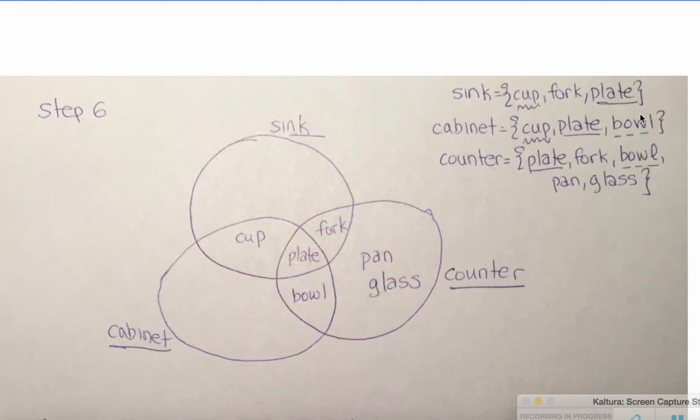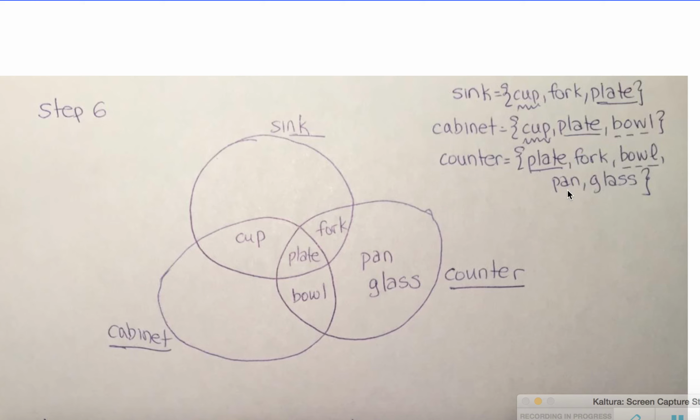It belongs to the cabinet. Okay, so we cannot put the bowl in this area. We need to put it in this area because it's common with the cabinet. It's in the intersection. Okay, so you put the bowl here and then go to the rest of the items.